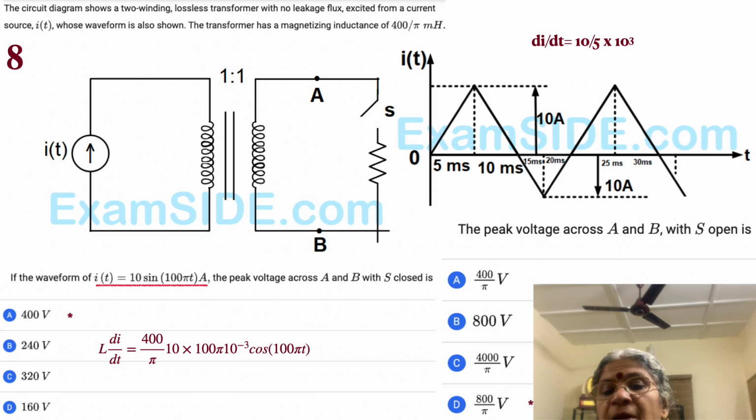So what is L? That's equal to 400 by pi. 10 by 5 gives you 2, and 10 raised to 3 and 10 raised to minus 3 cancel each other, so 400 pi multiplied by 2 gives us 800 pi as the answer, and that's option D. So option A and option D happen to be the answers.